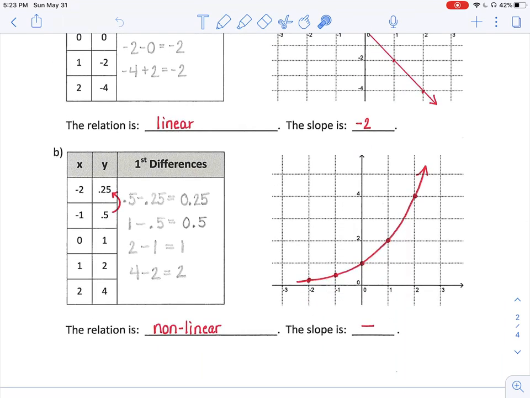Example B, we have our x values and our y values. If we calculate our first differences, they are not constant. They are not at the same rate. So we know that this relation is nonlinear, which means that we don't have a constant slope. There is no constant rise over run, so therefore there is no slope, because this line is curved.